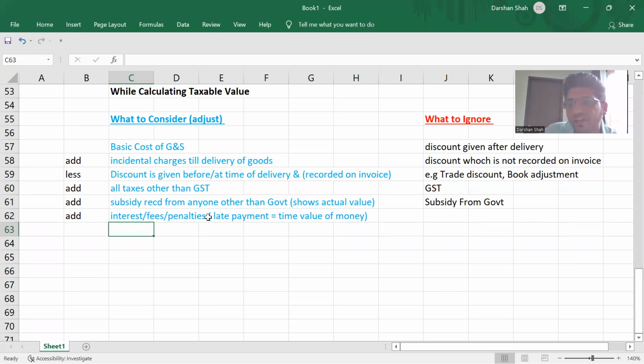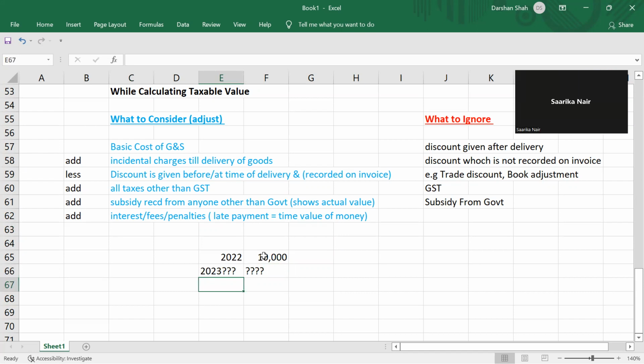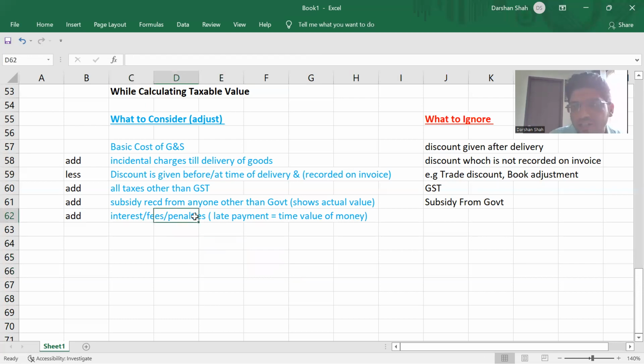Your taxable value will increase. So for example, the goods which are worth 10,000 today in 2022, will it be the same value in 2023? No, sir. Correct. So that's why government says, if interest, fees or penalties are charged by supplier to the customer, that will also be added in the value of goods.